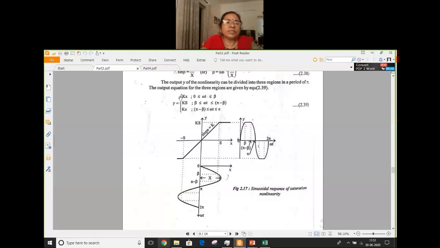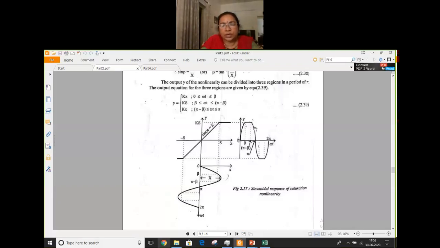Then y is equal to kx up to beta. At beta, your y becomes the maximum value. What is the maximum value? ks. Then from beta to pi, it is a sinusoidal shape only. But your value of y is kx, and x is x sin omega t, because your input is a sinusoidal one. But your output, depending upon this nonlinearity, varies this way.